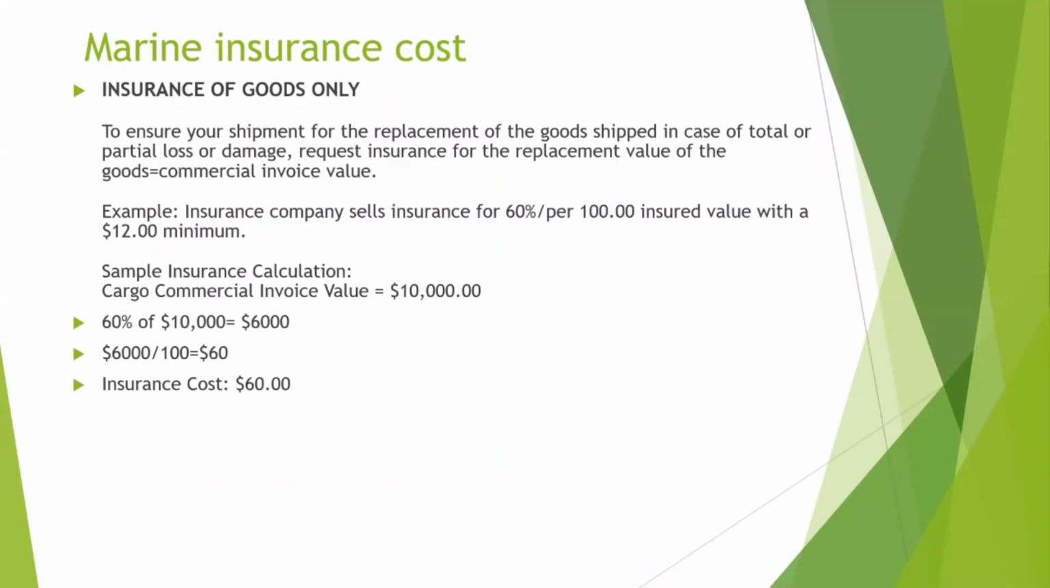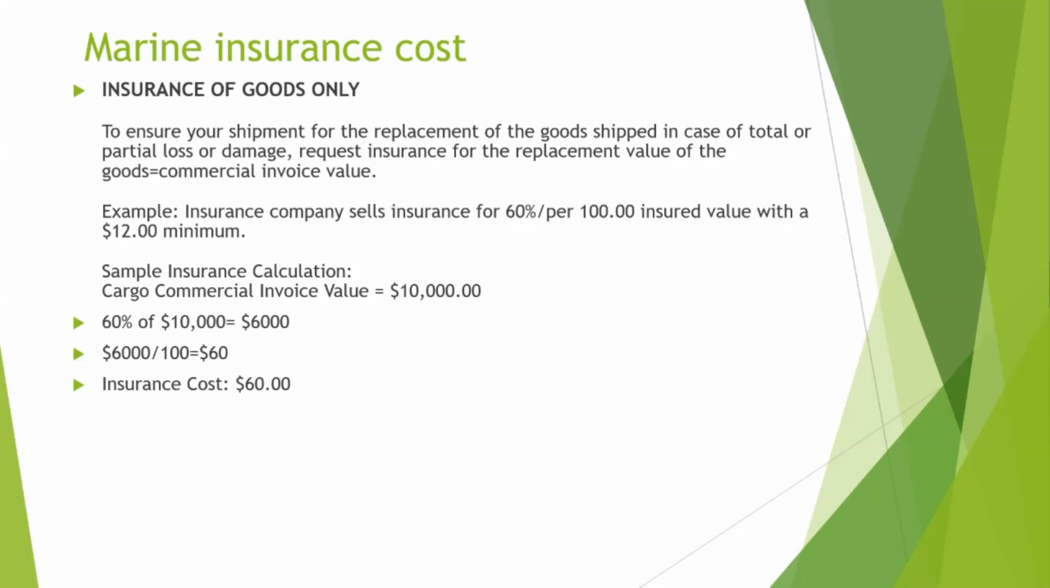Here we want to check the process and how they estimate the total payment charges for the insurance. To insure your shipment for the replacement of the goods shipped in case of a total or partial loss or damage, request insurance for the replacement value of the goods equal to the commercial invoice value. So always, in order to calculate the value for the insurance, they consider the invoice, because the invoice tells us the value of the cargo.